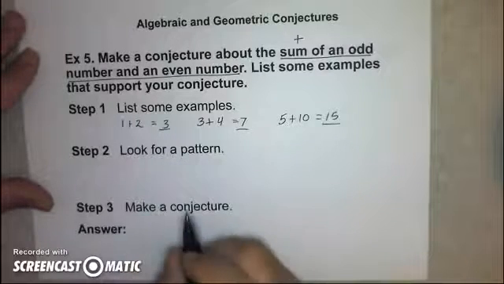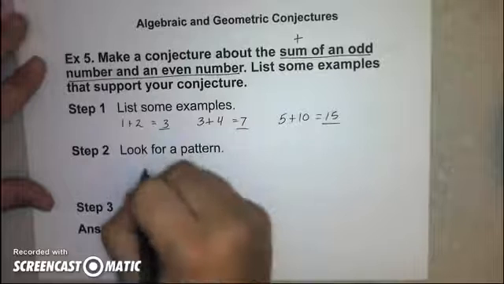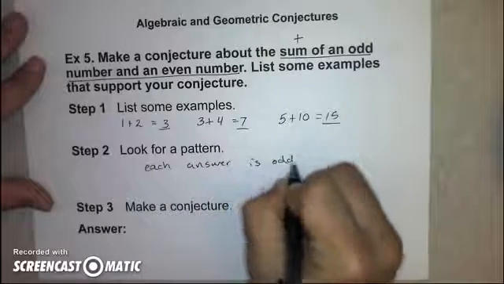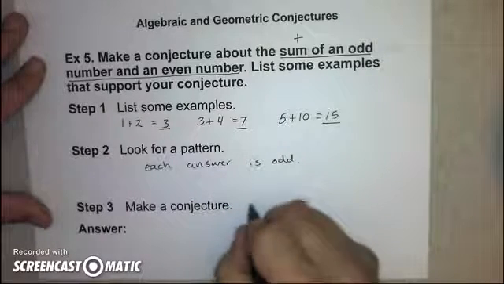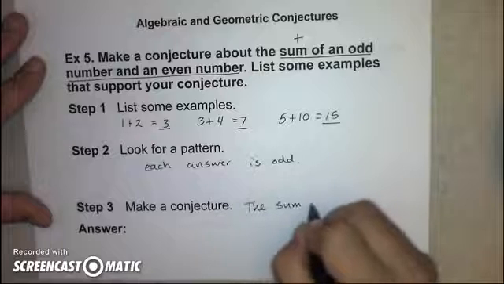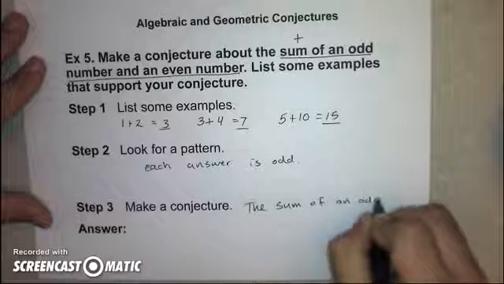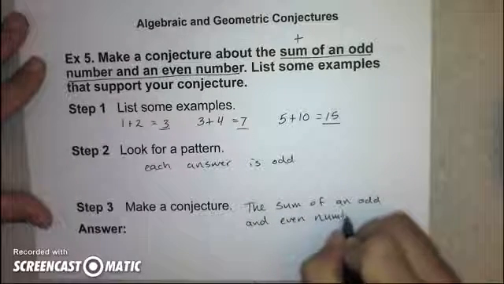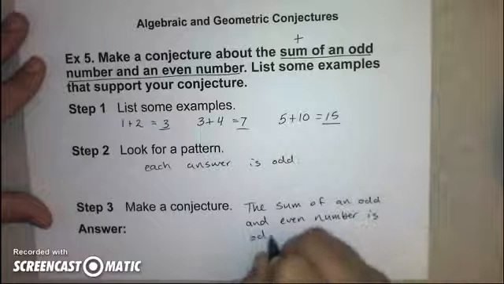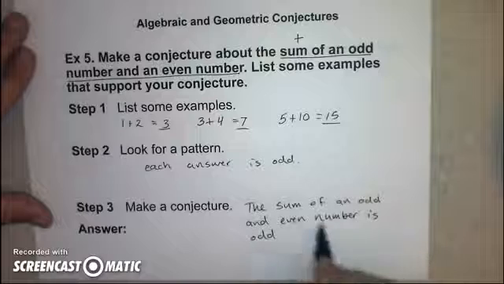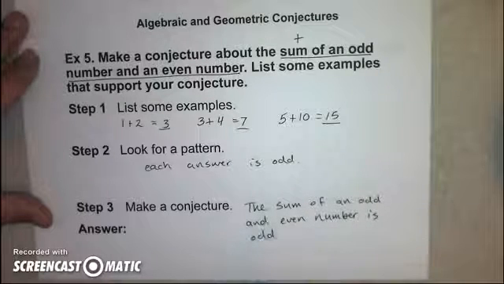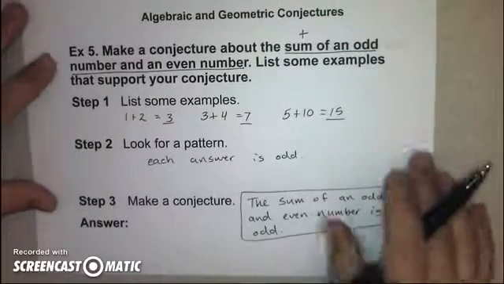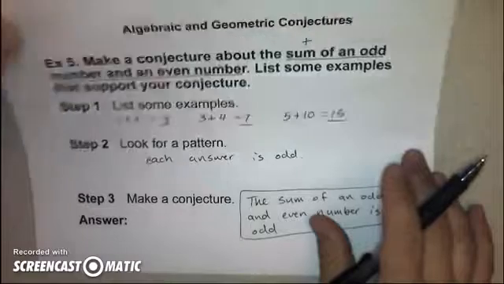So the pattern is that each answer is odd. So here's our conjecture. The sum of an odd and even number is odd. And because this is the way the numbers work, this is always going to be true. The sum of an odd and even number is always odd. And that conjecture is actually your answer, because they're not asking you to predict anything else.